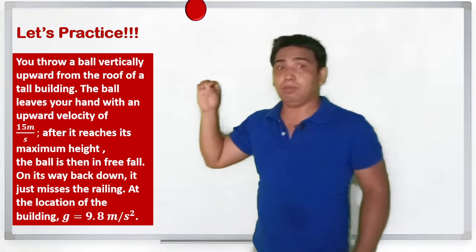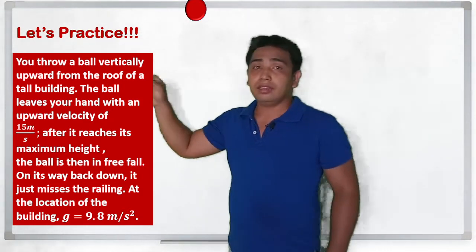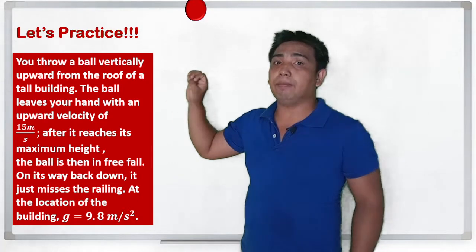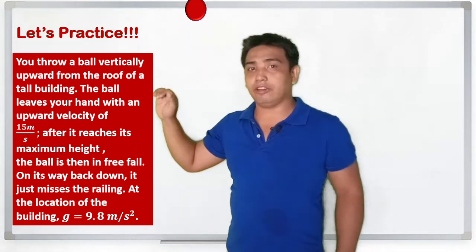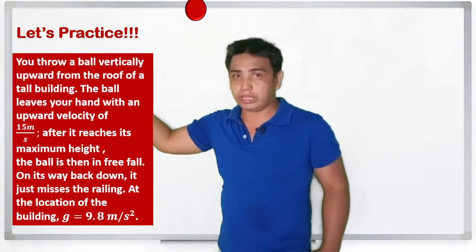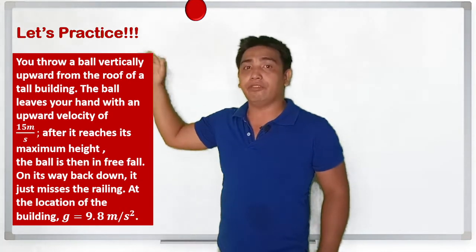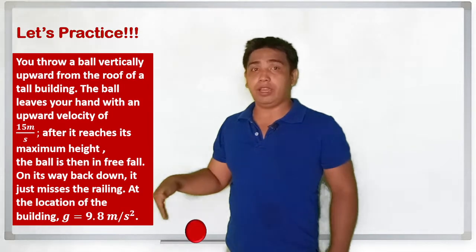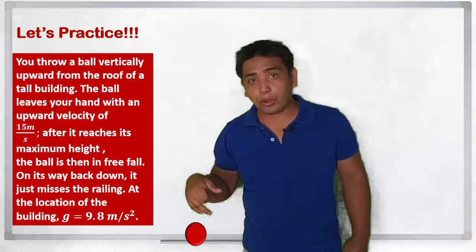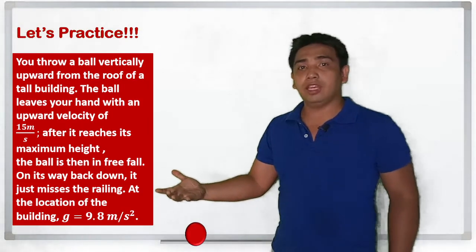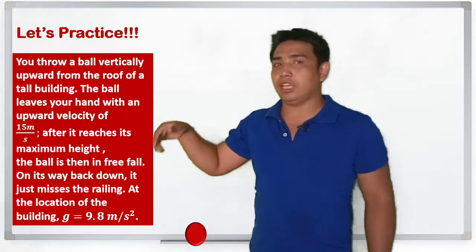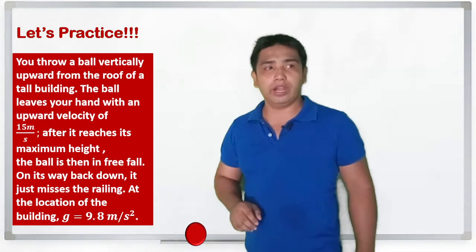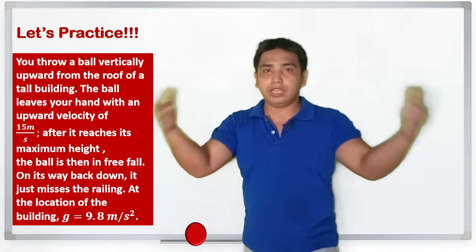At that point in time, the earth is always exerting its gravitational pull on any object, so the ball will start falling downward. On its way back down to your hand, you miss catching it. So the ball is continuously falling towards the ground. So that's the scenario.